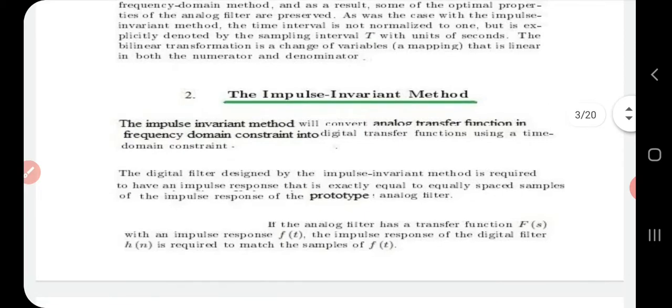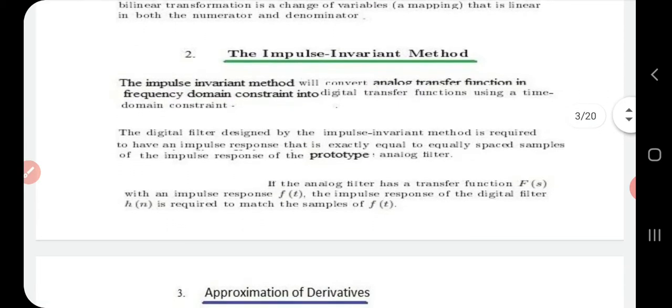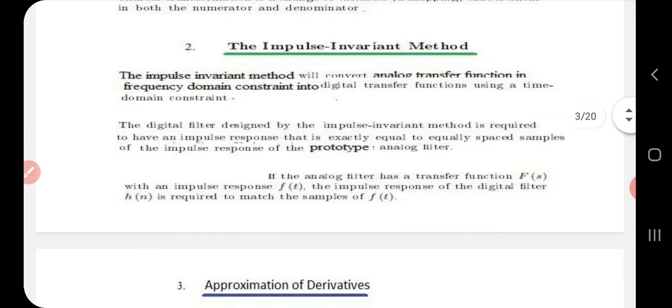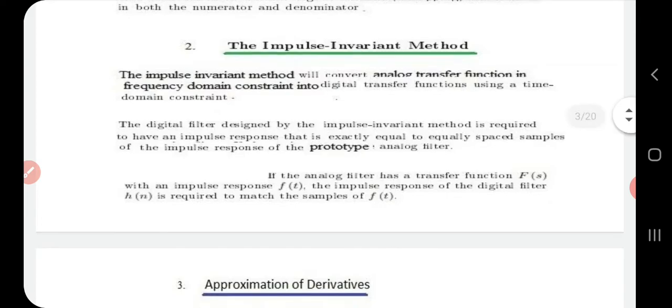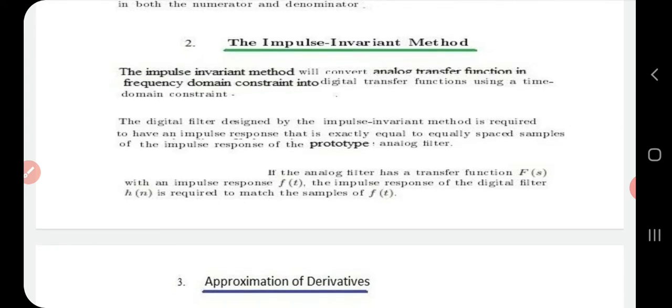Now, the bilinear transformation is nothing but a change of variables, that is a mapping, that is linear in both numerator and denominator. Now, the impulse invariant method converts an analog transfer function with a frequency domain constraint into a digital transfer function using a time domain constraint. So what this method does is that the transfer function of an analog filter which is specified in the frequency domain is converted to the transfer function of a digital filter which is specified in the time domain.